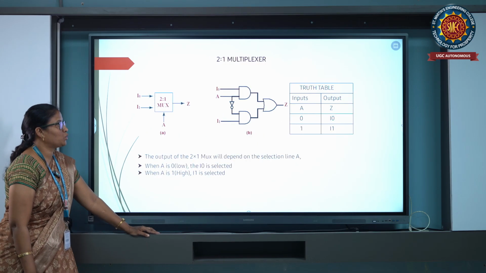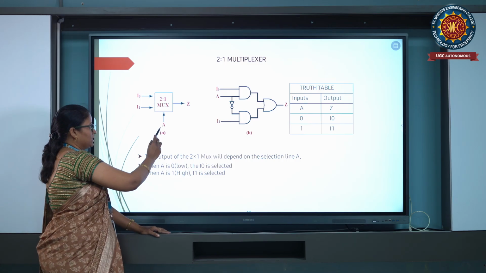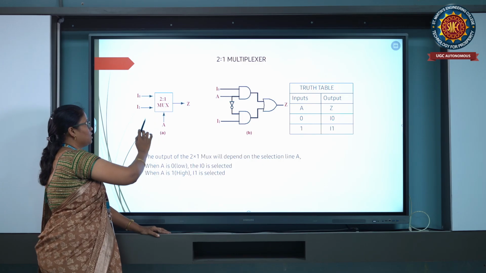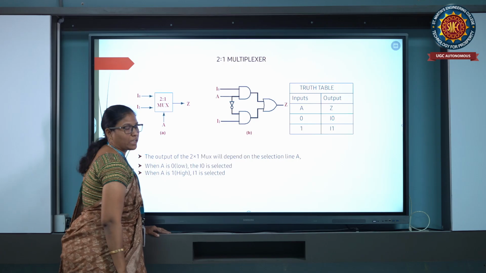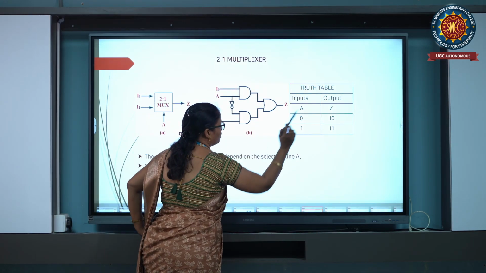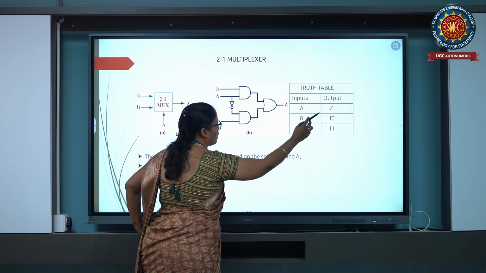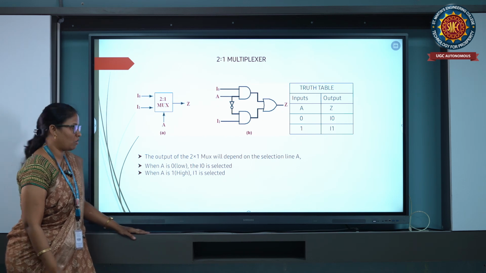If we consider the 2:1 multiplexer, the selection line is A. Based upon this selection, the input I0 or I1 is given at the output terminal. When it is 0, I0 is given at the output terminal, and when it is 1, I1 is observed at the output.